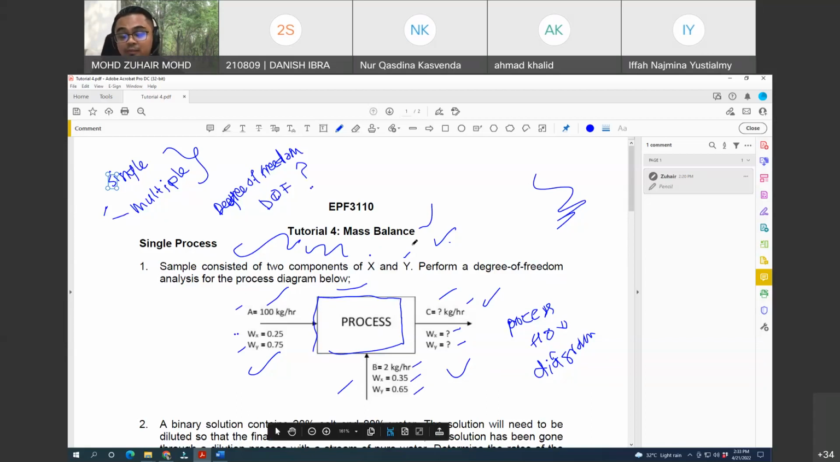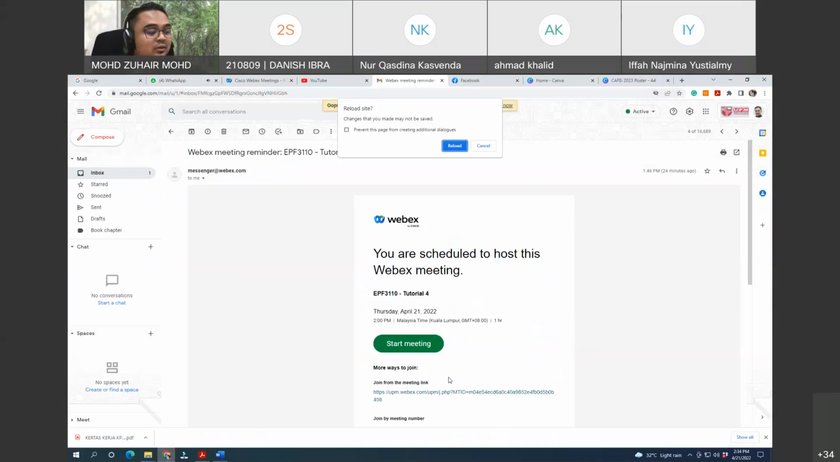Okay, so like this one, the sample consists of two components X and Y. The diagram is already provided. Perform a degree of freedom analysis for the process diagram below. Okay, the question did not ask you to solve the material balance, did not ask you to solve what is C, what is WX, WY, but just wants you to perform a degree of freedom analysis for the process below. Okay, let's just try to solve the degree of freedom analysis. Okay, how to solve this?